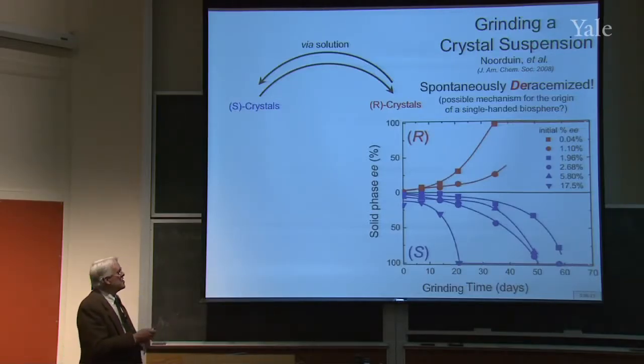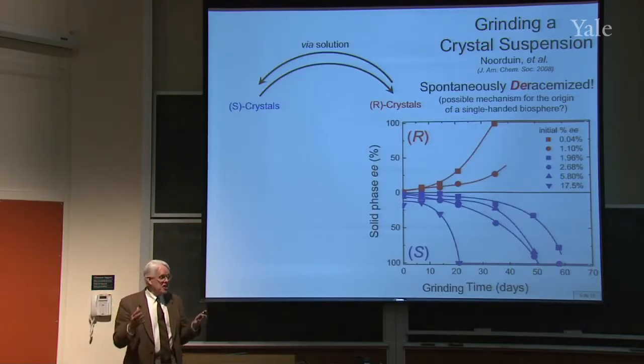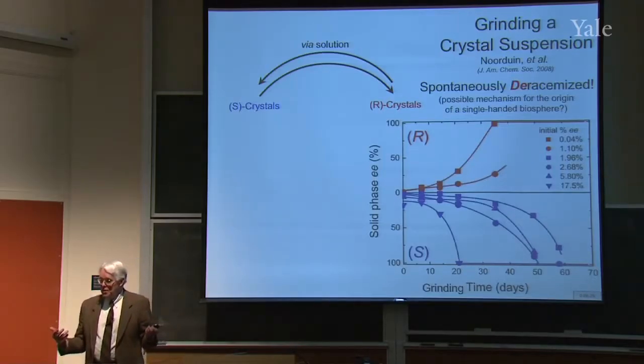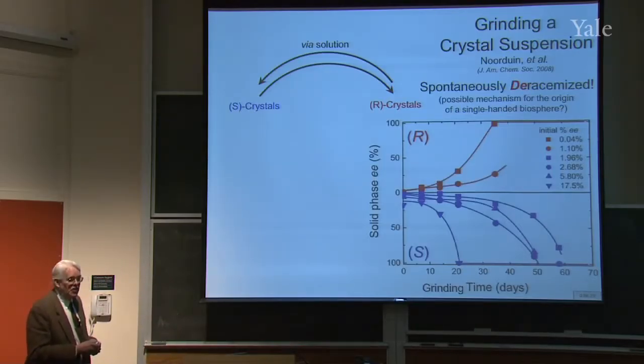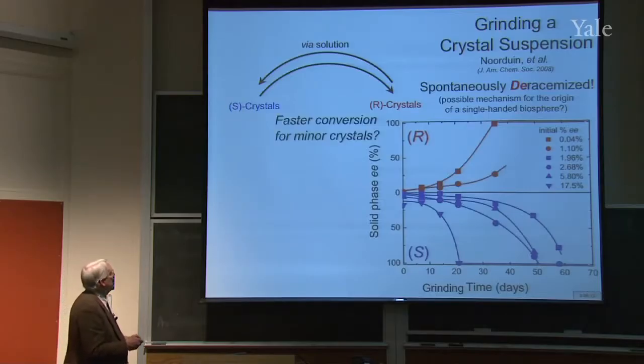right? So this is very different from what we were talking about before, where the rate law guarantees that whatever's in excess will go more rapidly to the minor than the minor to the major, and it's guaranteed to come out 50-50. This one goes exactly the opposite. So this was a great puzzle, what caused this to happen, right?